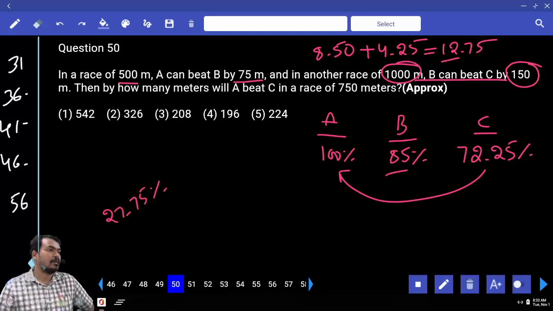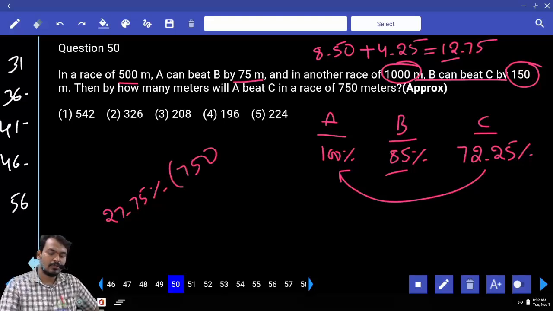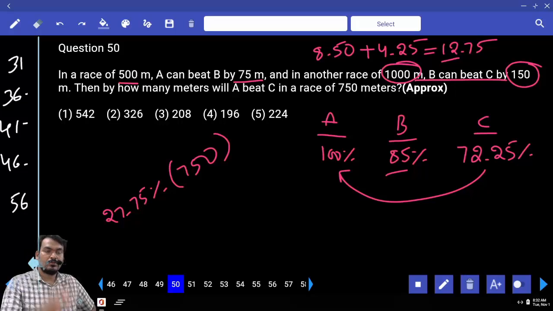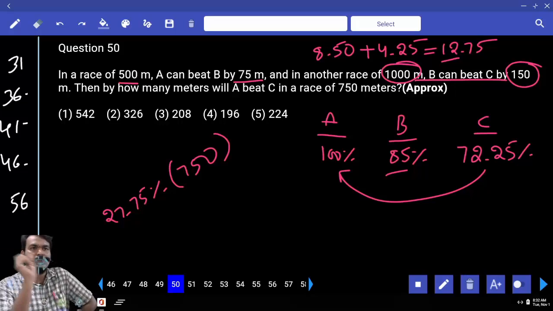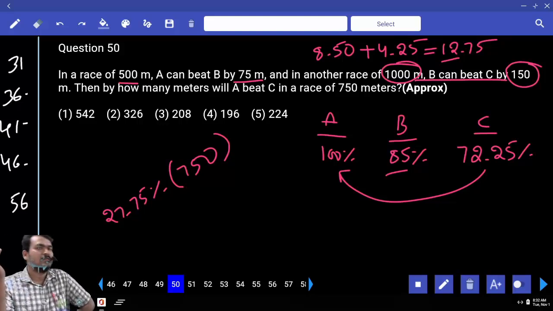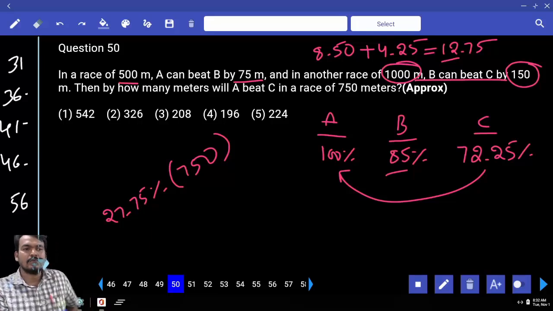27.75%. Then answer is 27.75% of which value? 750. Yes or no? Suppose the difference is 20%, then one is 100%, another one 80%. Again second to third 20% difference, again we are subtracting 20% of 80 or not? Successive decreased percent or increased percent? Successive decreased percent or not? Okay.